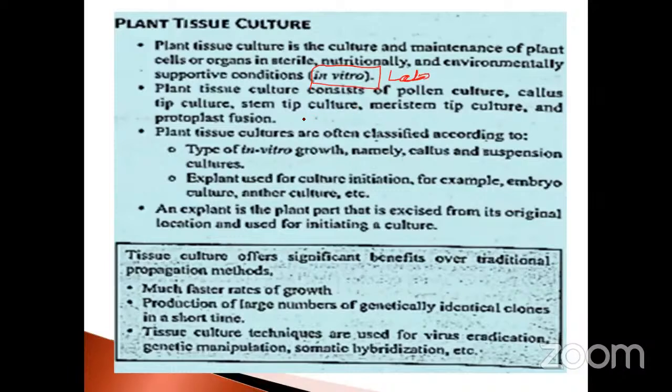Outside the lab. Plant tissue culture consists of pollen culture, callus culture, callus tip culture, stem tip culture, meristem tip culture, and protoplast fusion. These are the techniques that were used. These plants can also grow under the lab, in vitro. Okay, media.